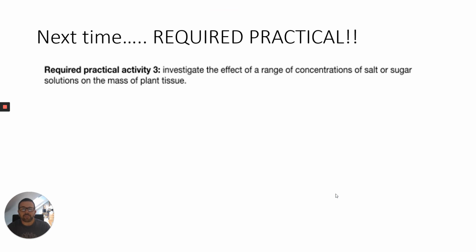Next time, I'm going to be looking at the required practical in quite a lot of detail. This is looking at the effect of a range of concentrations of salt or sugar solutions on the mass of a plant tissue. So we're looking at osmosis. Usually most schools will use potato tissue, but you could use many different types of tissue.